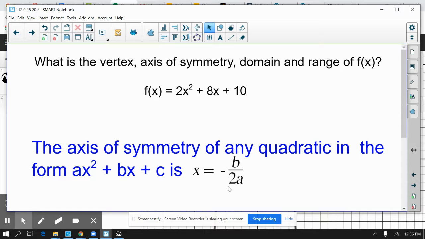There is a way. It is the opposite of b over 2a. So negative b over 2a. You let the x value equal negative b over 2a. That will be the axis of symmetry here, which is also the x part of the vertex.